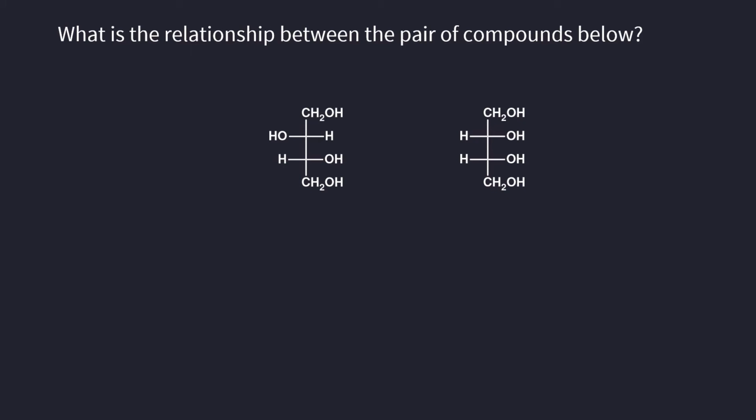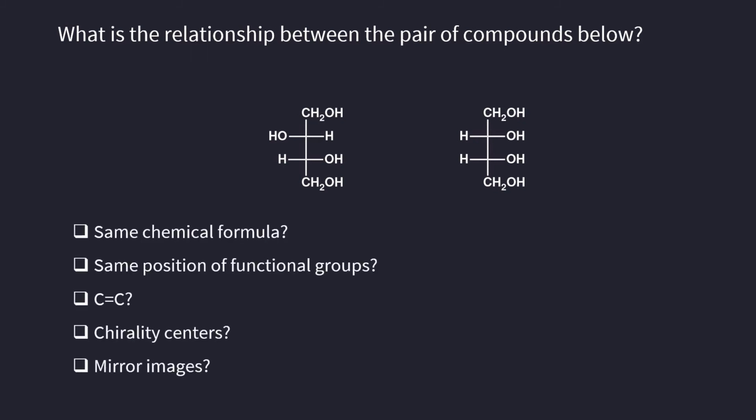Next, we have two compounds that are shown in their Fischer projections. So what is the relationship between them? Now both of them have 4 carbons and 4 hydroxyl groups. They also have the same level of unsaturation, so they have the same chemical formula. And they also have the same position of functional groups. They do not have any C double bond C groups, and so we'll take a look at the chirality centers.